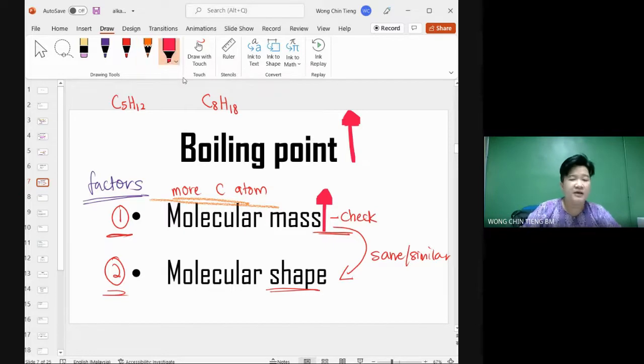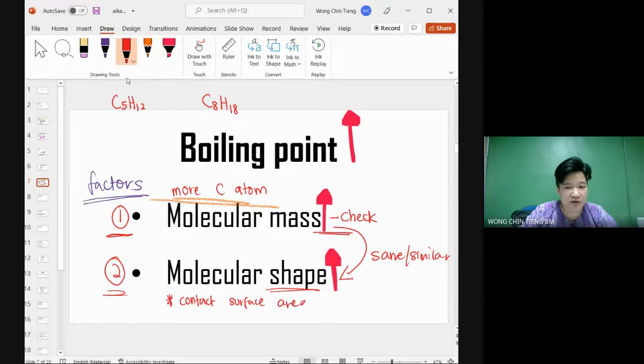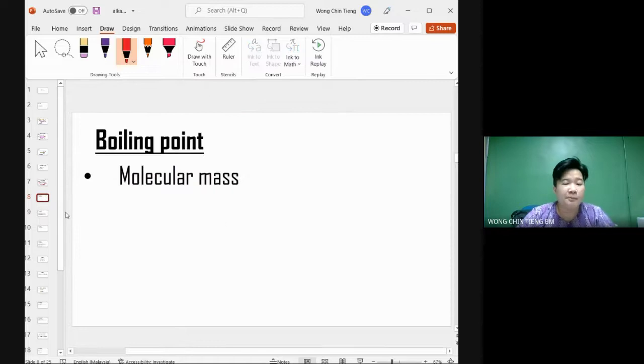Itu baru conclusion. Next, if I want the boiling point to be higher, that means my molecular shape must be larger. Increase, okay, must be larger. Here, I have a very important keyword: contact surface area. The keyword for your molecular shape adalah contact surface area. So contact surface area also needs to be larger when you want a higher boiling point. We are going to look at the example, don't worry. Okay, one by one. Molecular mass over here.